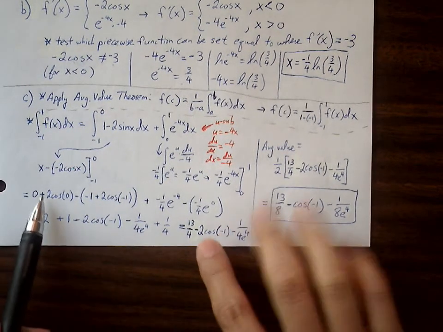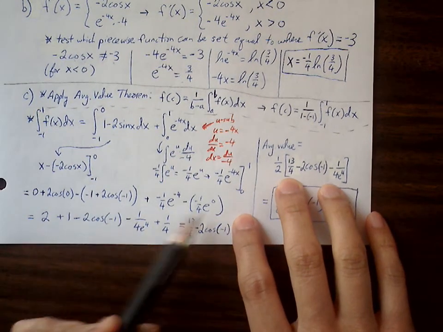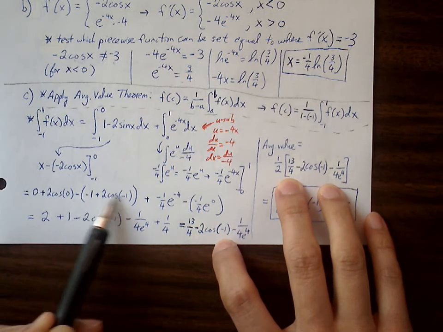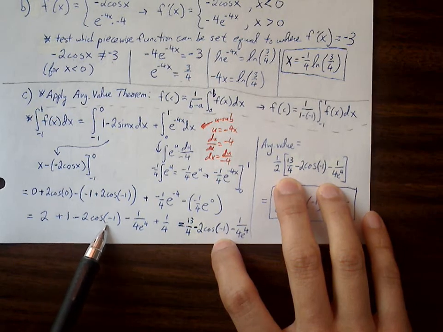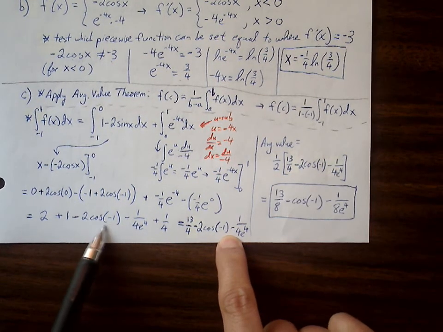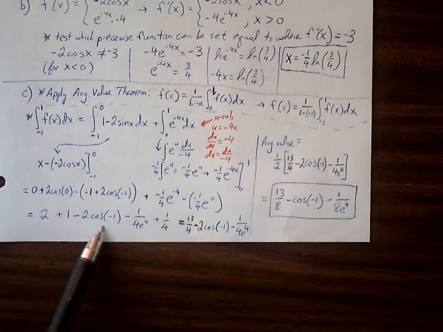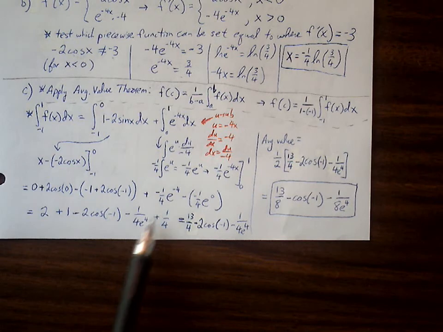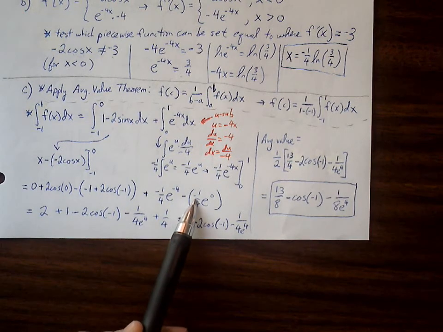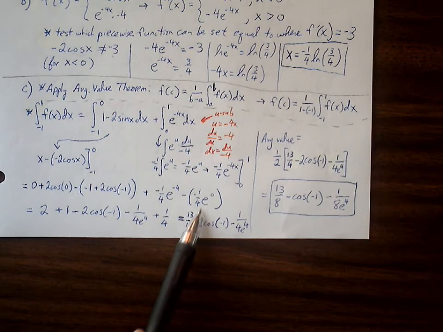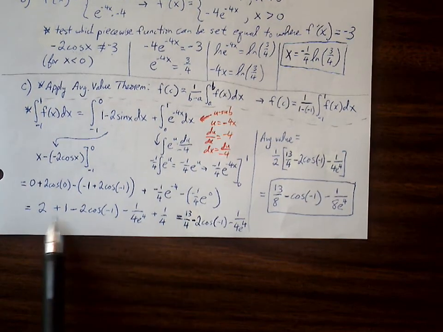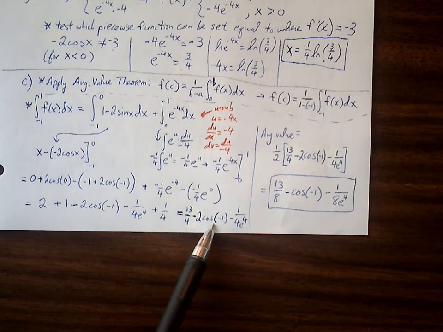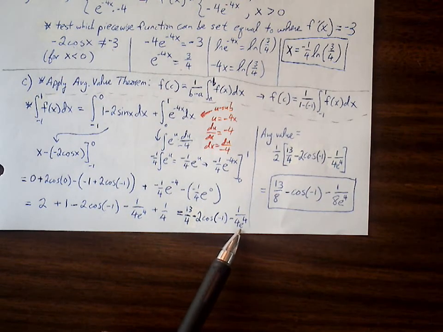Okay, so now we have everything plugged in, and now we're just going to try to simplify here. 2 cosine 0 becomes 2 times 1. The negative distributes through. We get +1 minus 2 cosine of -1, which is a value that we don't know, but we'll just hold on to that as an exact value. -1/4 e to the 4th in the denominator, and then +1/4 e to the 0 becomes 1. Combine some like terms together, we get 3 plus 1/4, which is 13 over 4, minus 2 cosine of -1 minus 1 over 4 e to the 4th.